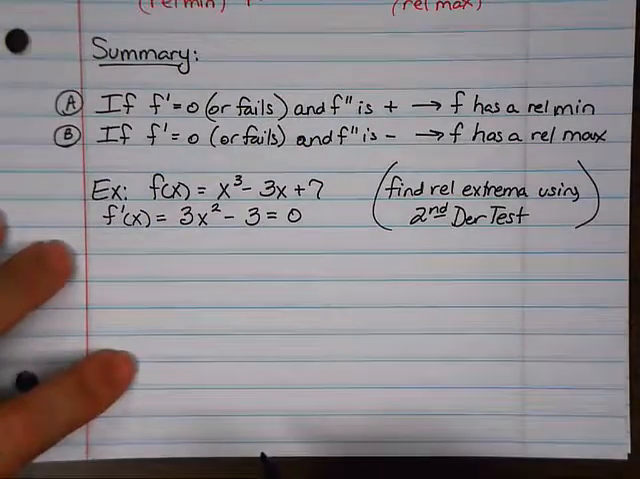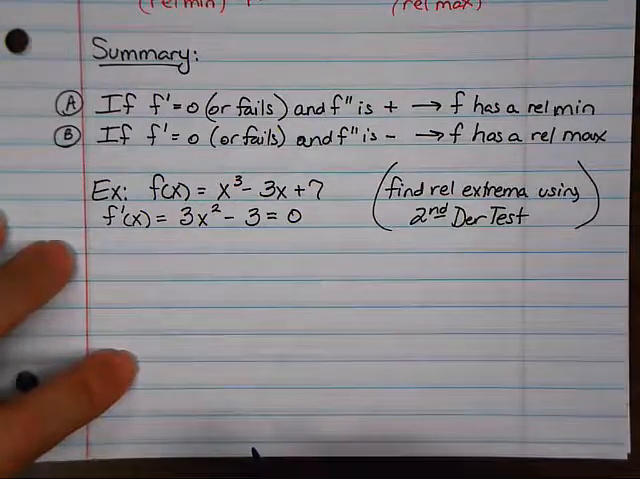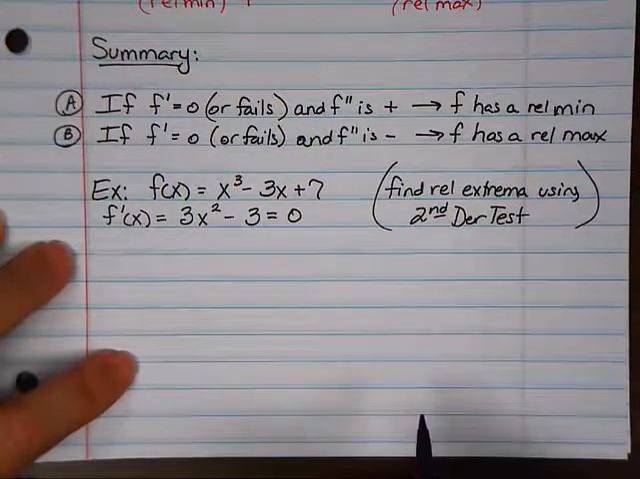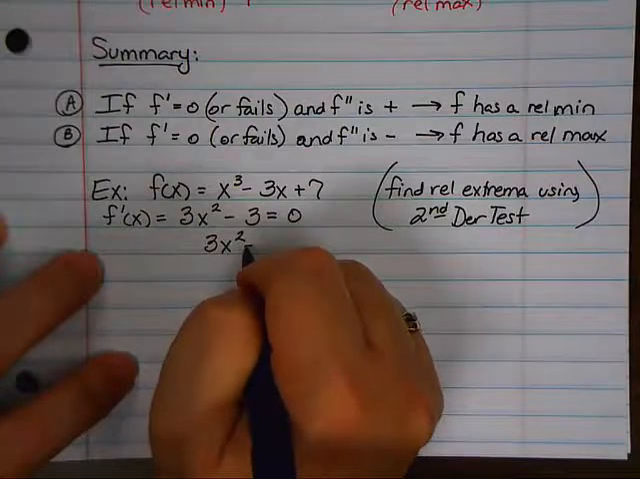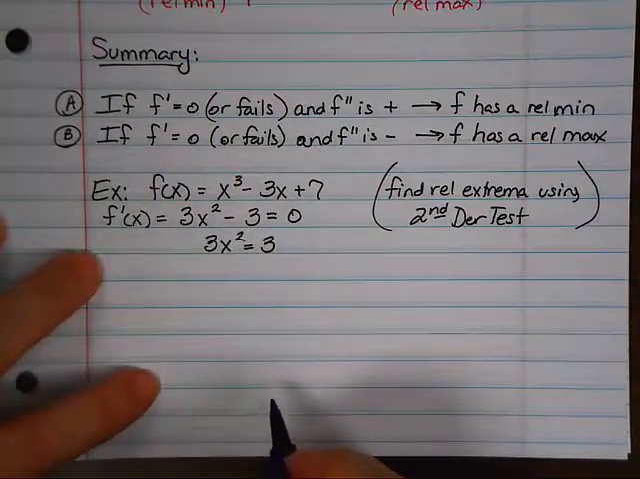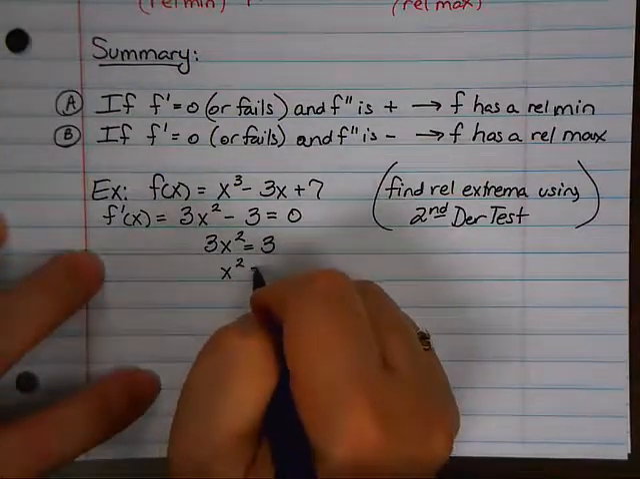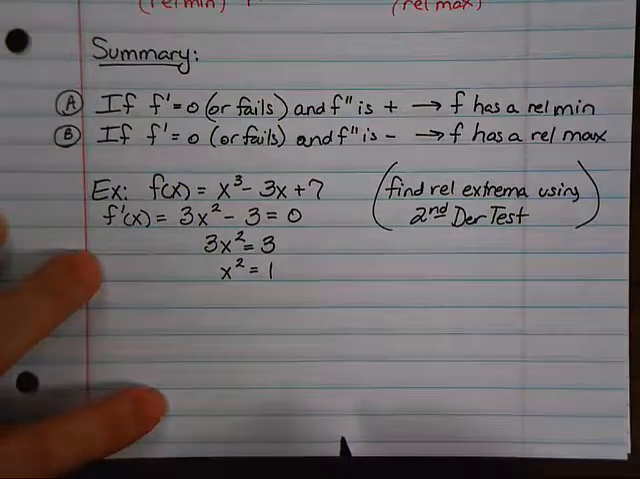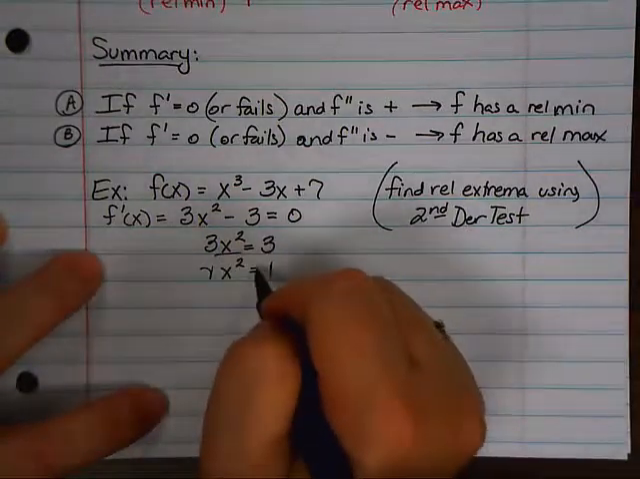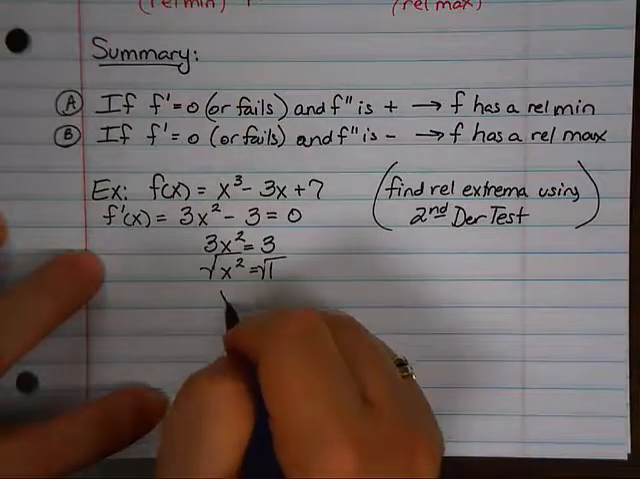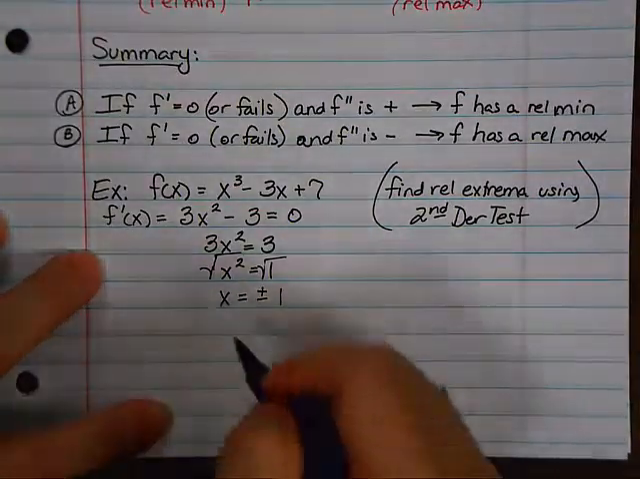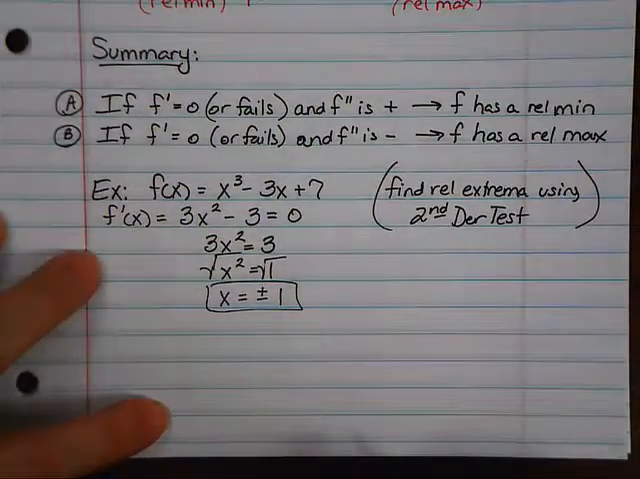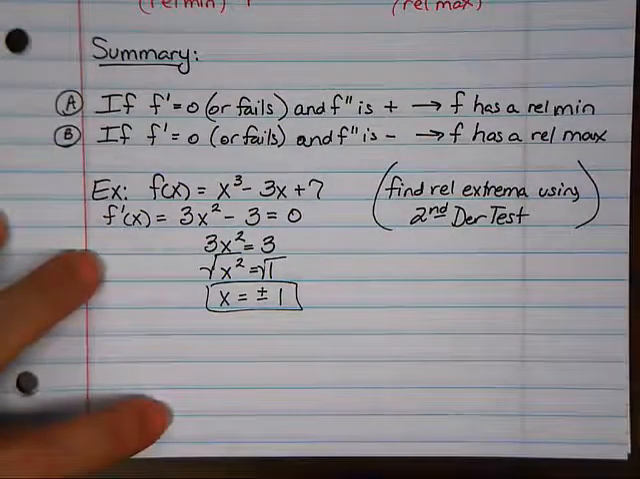All right, what do we do? Solve for x. How do I solve for x? Add 3. You can move the 3 over. 3x squared equals 3. So x squared equals 1. Square root both sides. Here we go. x equals plus or minus 1. Thank you for those of you who said plus or minus 1. Those are both critical points.